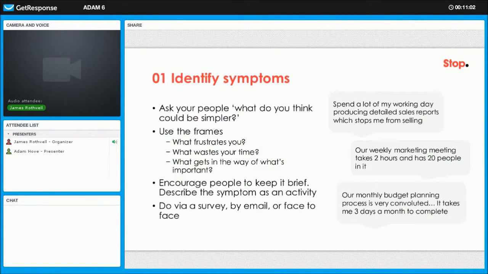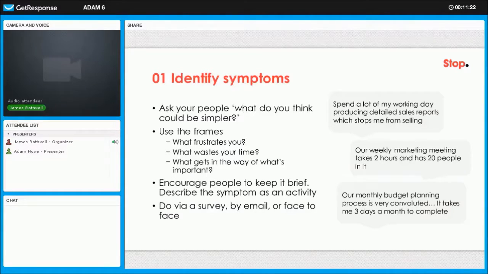The first of these steps is to identify symptoms. And this is not difficult to do. I'd imagine that anybody joining this live or watching the recording will have plenty of examples of what they feel could be simpler in their organisation.